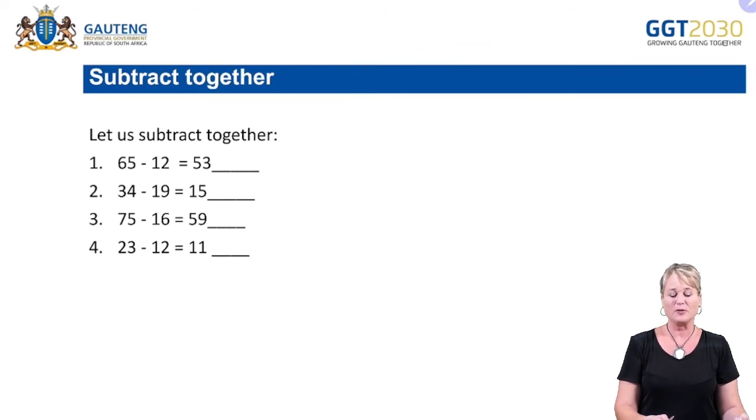And we've got 23 now. We're going to subtract 12. So let's take away 10 first, which gives us 13, and then take the last 2 away, which gives us 11. You're doing so well.